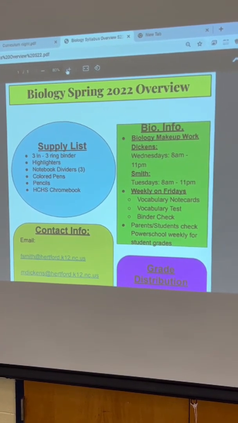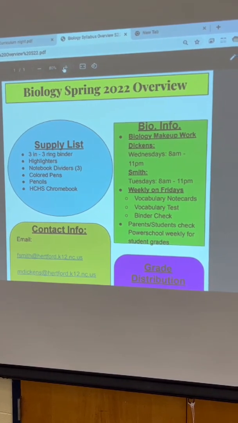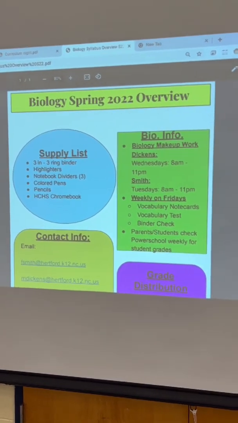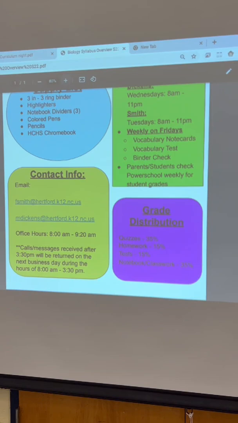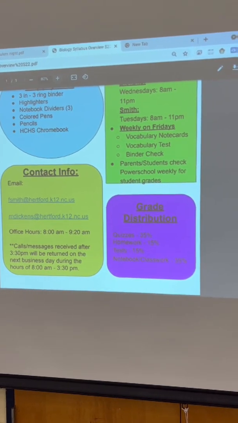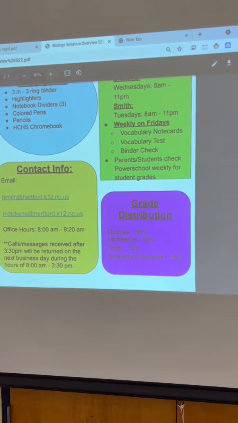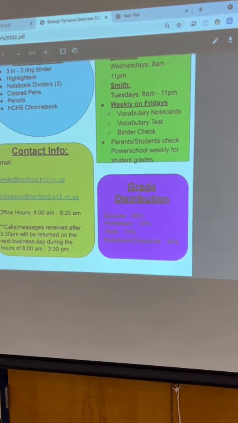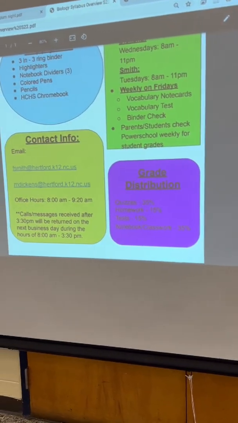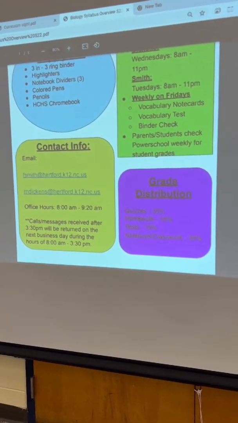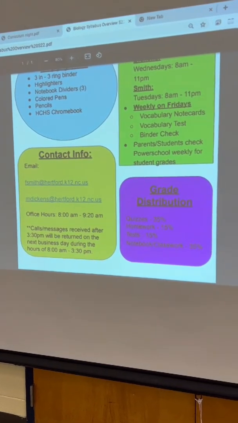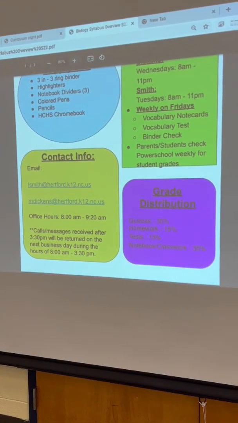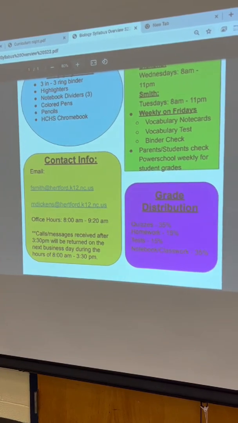Our grade distribution is: quizzes are 35% because we do give them more frequently. Homework is 15%, tests are 15%, and notebook and classwork are 35%.